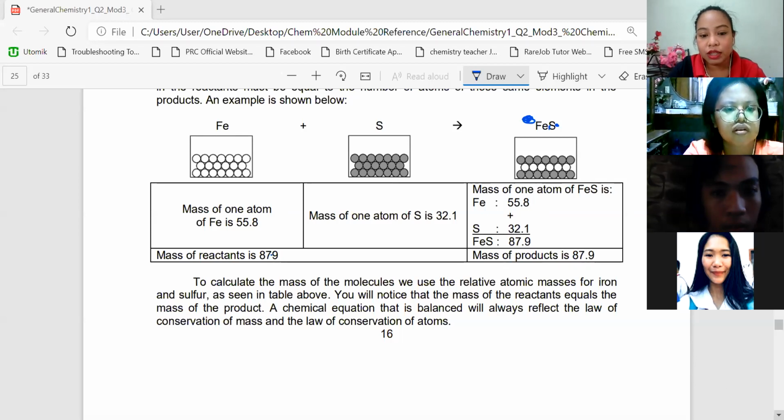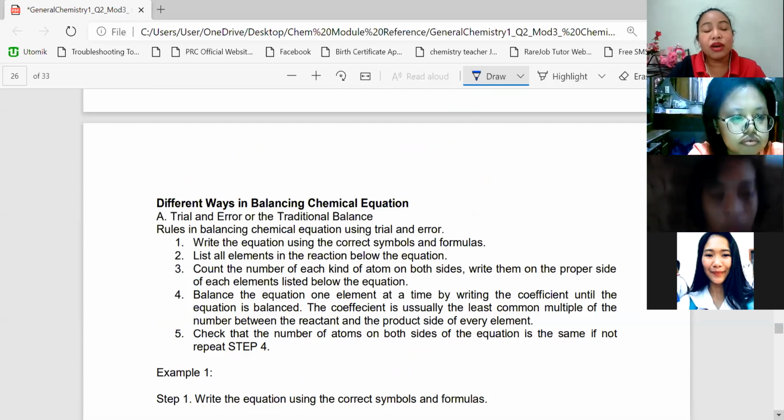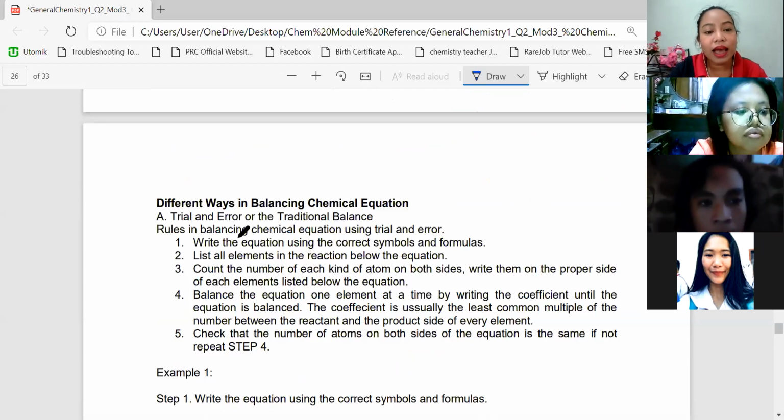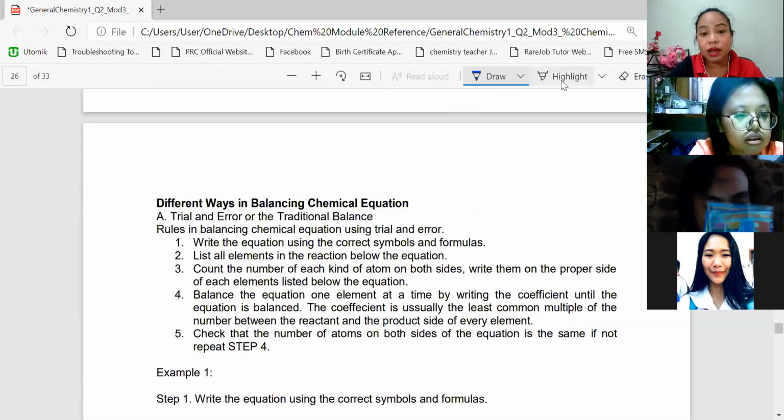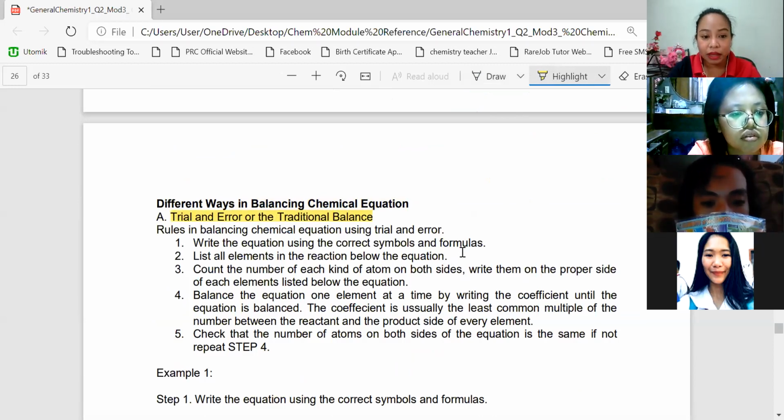So, let's proceed to the different ways to balance a chemical equation. The first way is through trial and error, or the traditional balancing. How do we do this? We write the equation using the correct symbols and formulas. List all the elements in the reaction below the equation. Count the number of each kind of atom on both sides. Write them on the proper side of each element listed below the equation. Then balance and then check. If after checking it is still not balanced, we go back here.